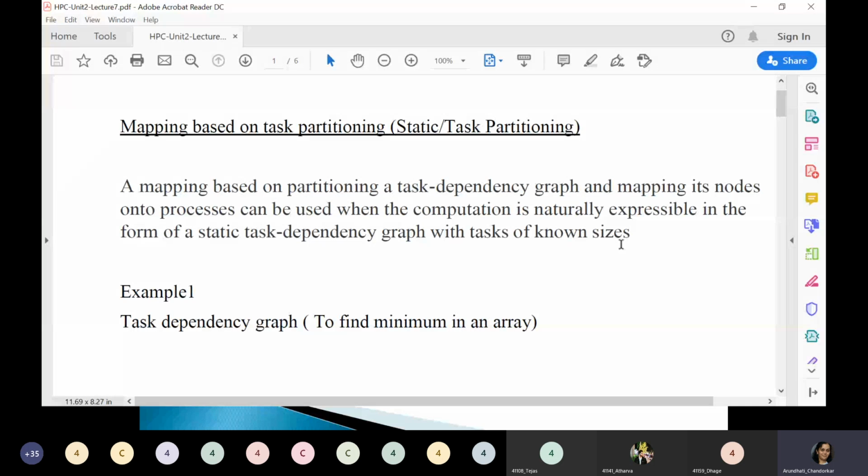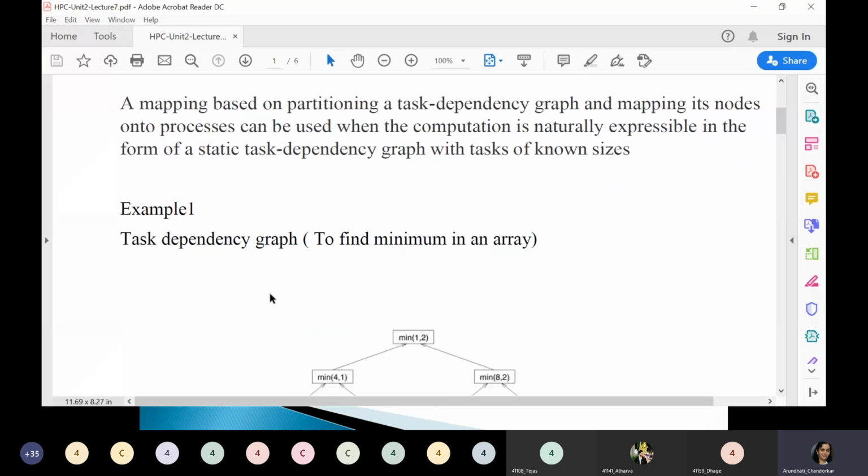So we had seen n number of static task dependency graphs where each node I am calling a task and the edges I am calling the interaction or the dependency, and the work given to each node, each task, is also known. That's why it's static. So this is the scenario when we go for this type of partitioning. Let us go to the example first.